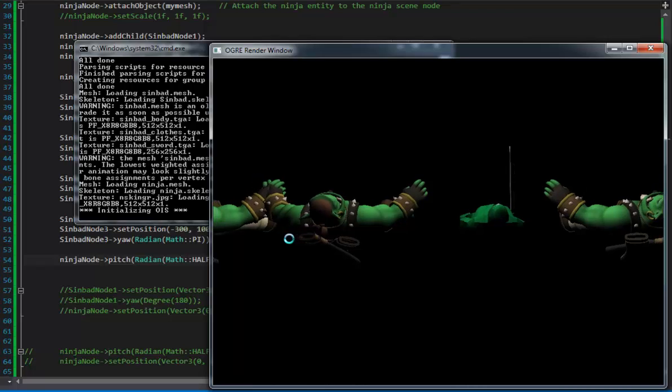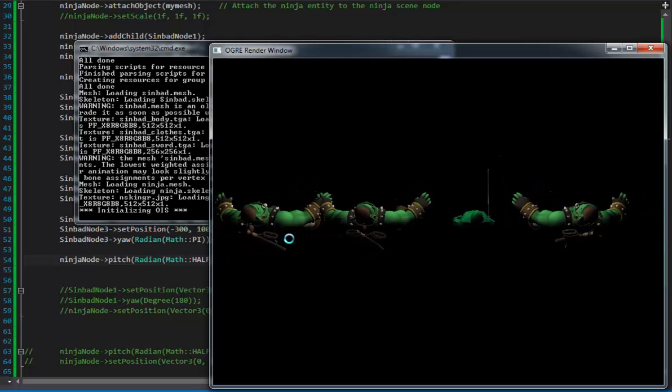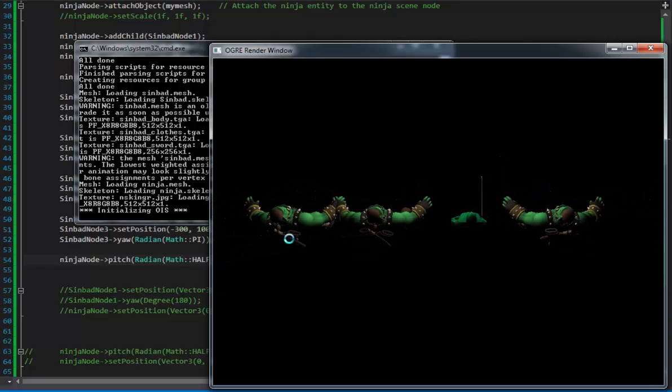So now we are kind of a little bit too close to these guys. So what I want us to be able to do is to move out so that we would get kind of like this view on them. And also let's move the Sinbad node 2 a little bit more to the left so that they're not holding hands. Not that there's anything wrong with that.